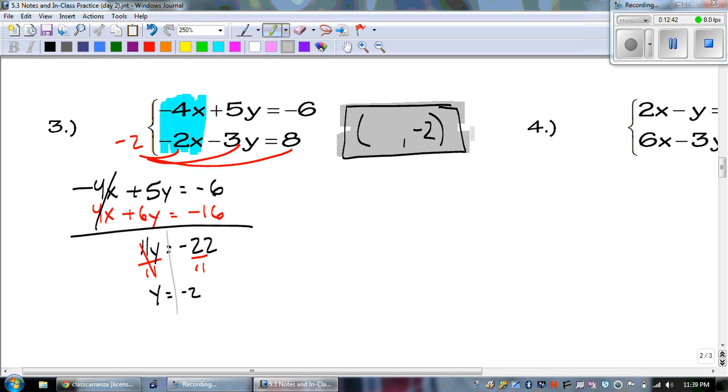Now we have to figure out what x is. Okay, and you can plug into either equation. I'm just going to pick the bottom one.